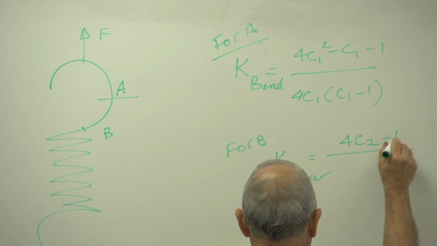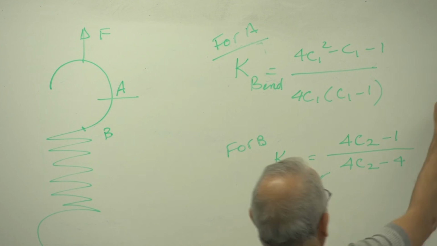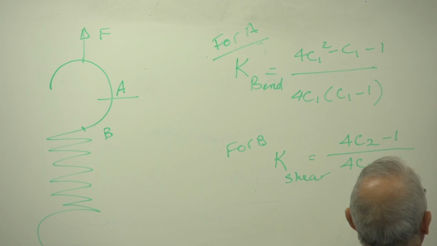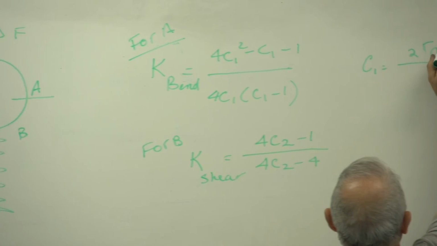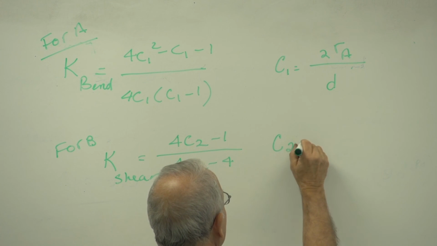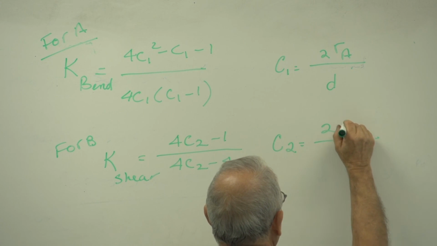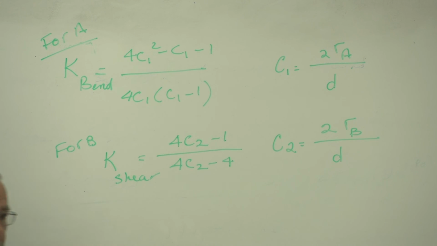(4C2 − 1) / (4C2 − 4), where C1 is equal to 2 times the radius of curvature at A divided by the wire diameter, and C2 is equal to 2 times the radius of curvature at B divided by the wire diameter. And those 2 radii of curvature, of course, are different.